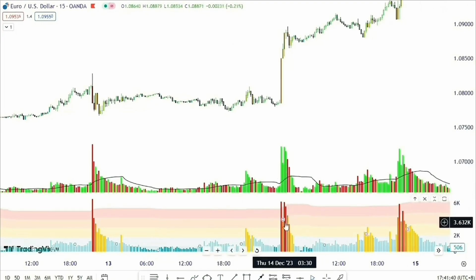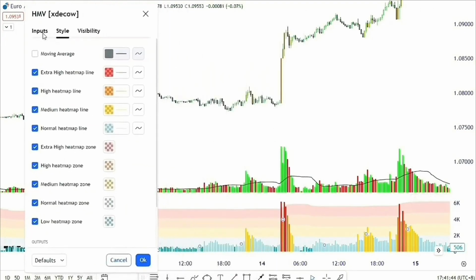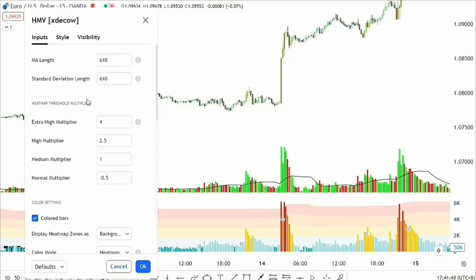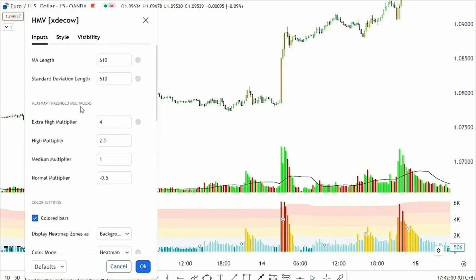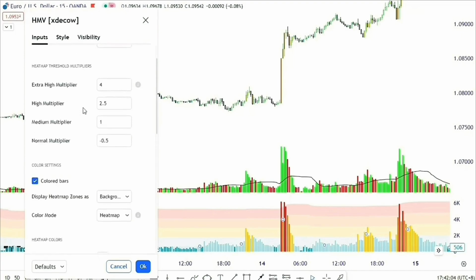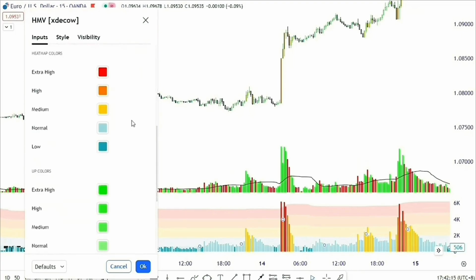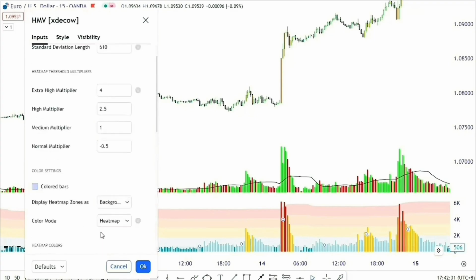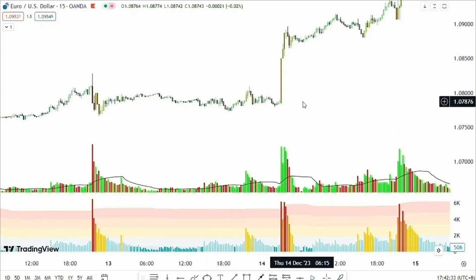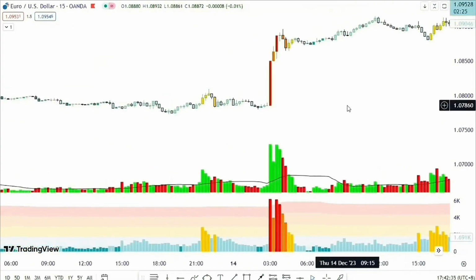The calculation is based on the standard deviation from the average volume. In the indicator settings, you'll find the multiplier for standard deviations like 4, 2.5, 1, and even a minimum of 0.5. Each color signifies a special level of volume. Red for extra high, orange for high, yellow for medium, light blue for normal, and dark blue for low. Turning off the colored bars lets you analyze candles without distraction.